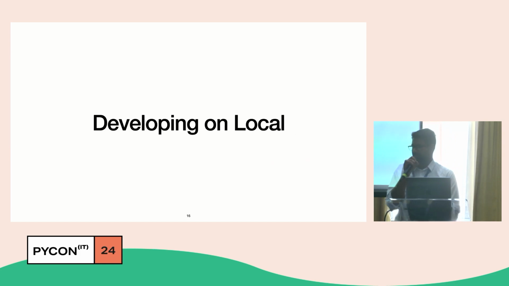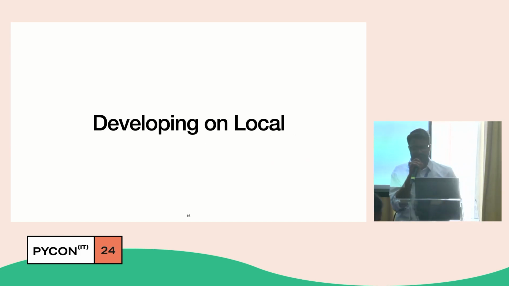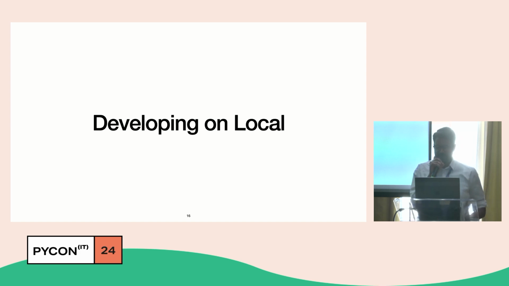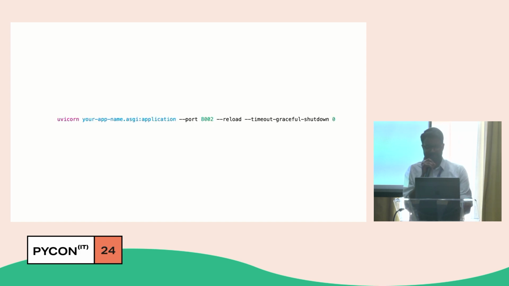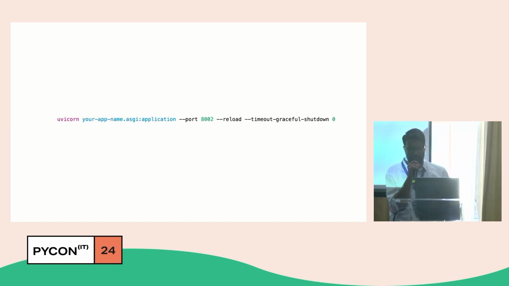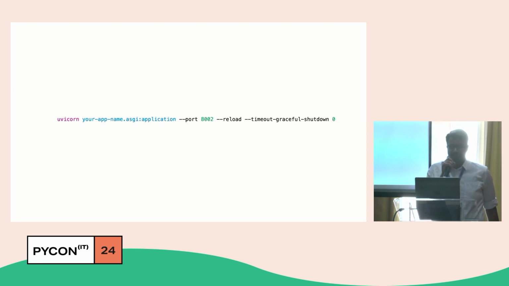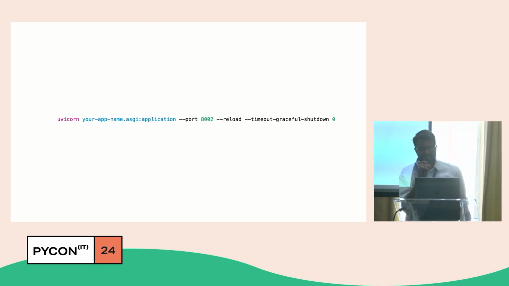How do you develop this on local? So this is a little interesting. In my experiments with async and streaming HTTP, I found that it's easier to do using Uvicorn rather than the runserver, because the runserver was getting stuck. It basically took in all the streaming responses and didn't respond.